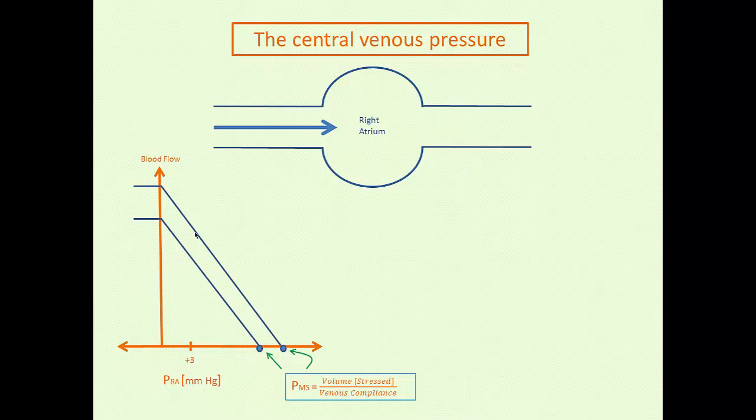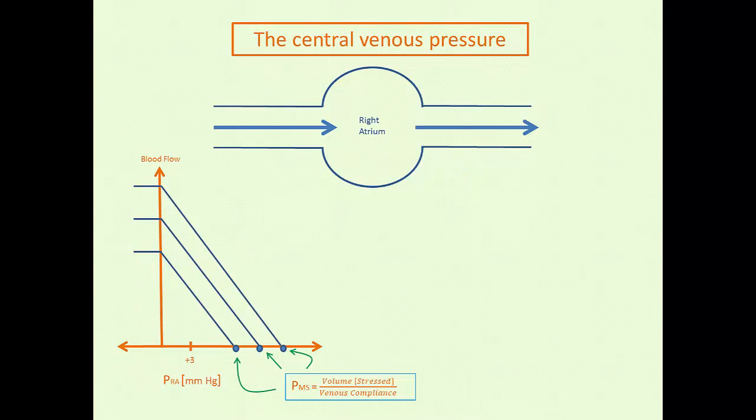Therefore, for any given downstream pressure, which is your right atrial pressure in this situation, remember this is the pressure up here, moving in this direction would be your mean systemic pressure, and then your downstream pressure will be your right atrial pressure here. For this venous return curve, there's a greater flow for a given right atrial pressure. Similarly, if you were to lower your mean systemic filling pressure, say by going into hypovolemic shock, then your venous return curve would shift leftwards and there'd be less venous flow for any given right atrial pressure.